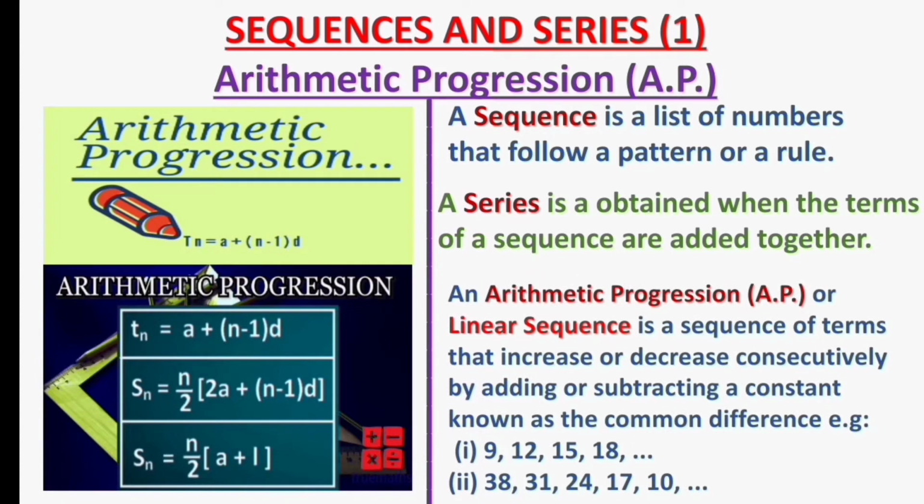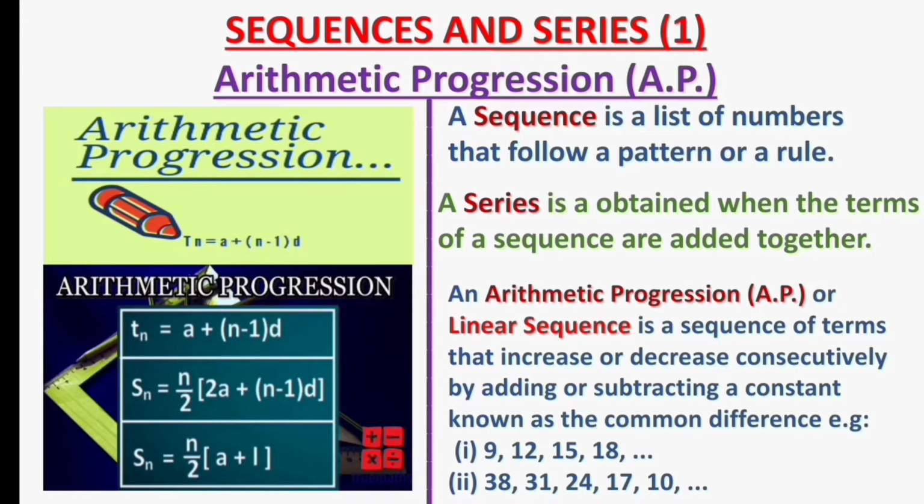An arithmetic progression, AP, or linear sequence, is a sequence of terms that increase or decrease consecutively by adding or subtracting a constant known as the common difference. An example of an arithmetic progression is 9, 12, 15, 18, and so on. This is an arithmetic progression which increases by the addition of 3 each time, having a common difference of 3.